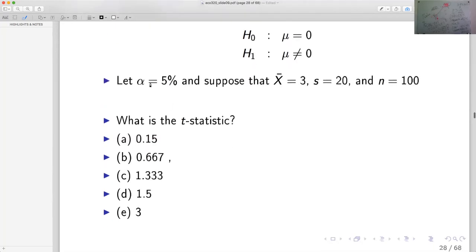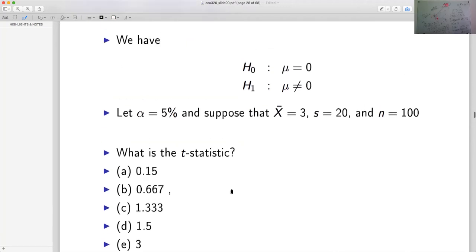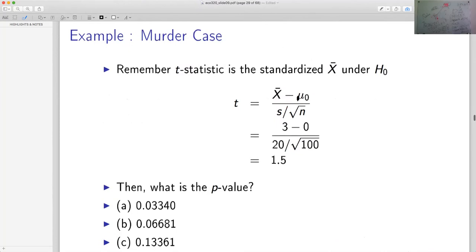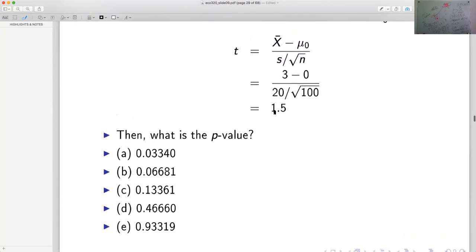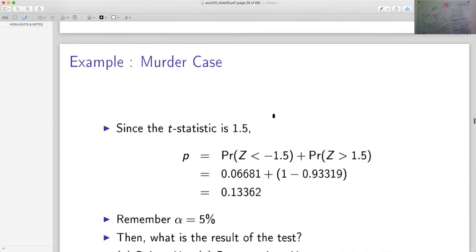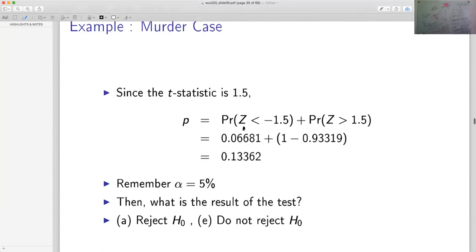So let's say alpha equal 5%, and these are our results. What is the t-statistic? Please try to work with that. The answer is x bar minus mu 0 over this, so 1.5. So what is the p-value? Please spend some time to get this. The answer would be this, based on this region. You come back to the normal distribution table and find z less than negative 1.5. It's this, and greater than this is 1 minus this. So the summation is like that.